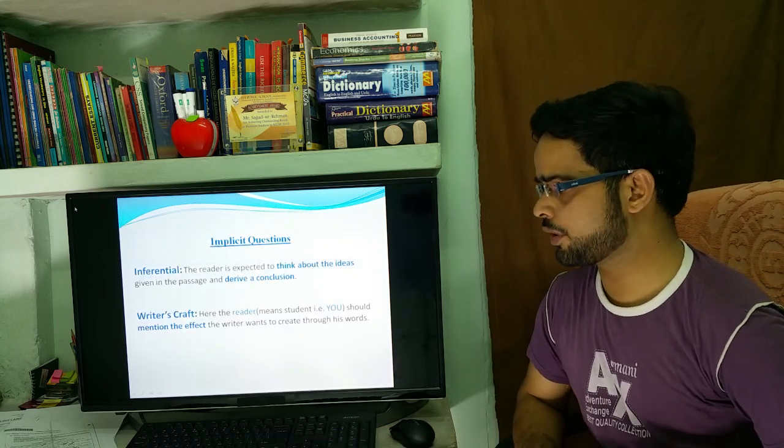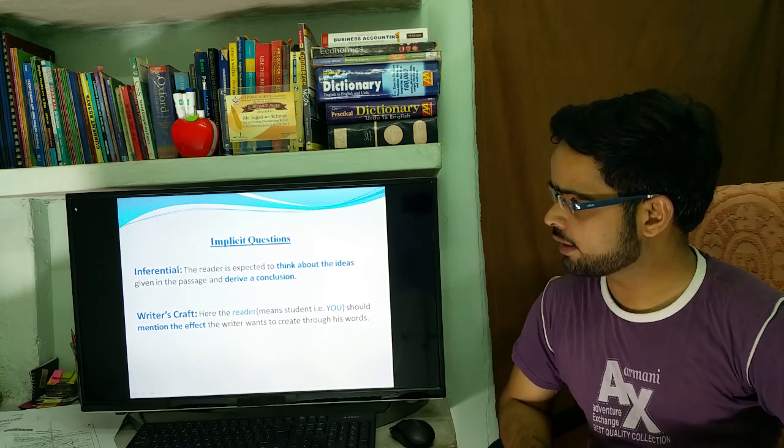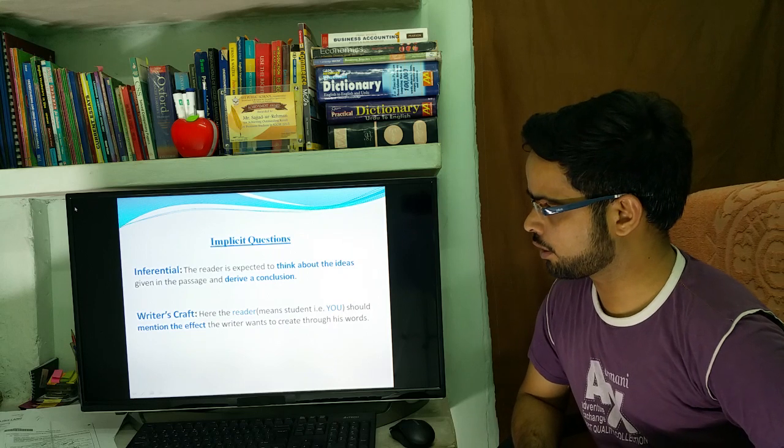Implicit questions. Inferential questions. The reader is expected to think about the ideas given in the passage and derive a conclusion.